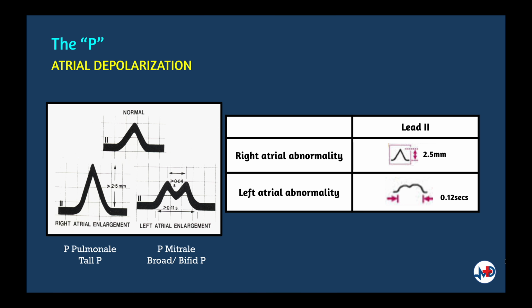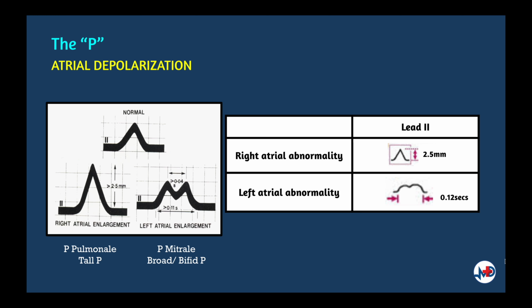Now, let's look at the P wave, which indicates atrial depolarization. There are 2 abnormalities that you need to take note of: P pulmonale, a tall P, and P mitrale, which is a broad bifid P. This slide shows you the abnormal measurements to take note of in order to suspect right atrial enlargement, where the P wave's height is more than 2.5 millimeters, and for the P mitrale, the width of the P wave is more than 0.12 seconds.